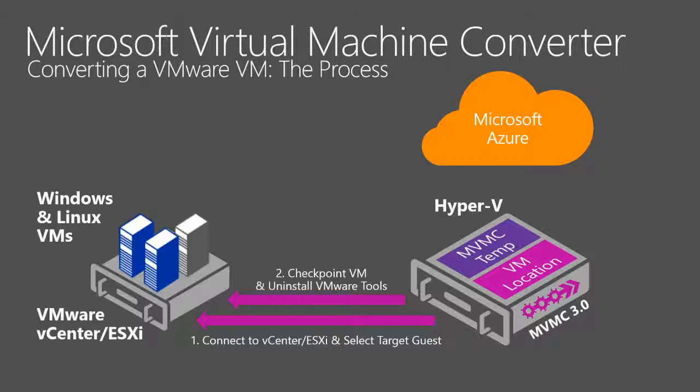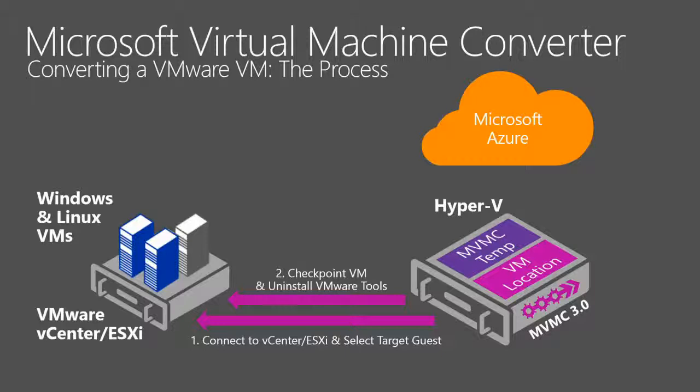So we'll checkpoint the VM first. This is MVMC talking to ESXi directly or vCenter and saying, that VM, it's leaving you, checkpoint, snapshot. Because we want to make sure that we've got a point in time that if the process did blow up and we had some serious issue, that VM is still there. You can still roll back to it. We don't destroy the original.